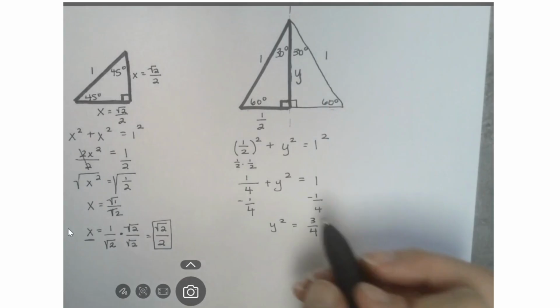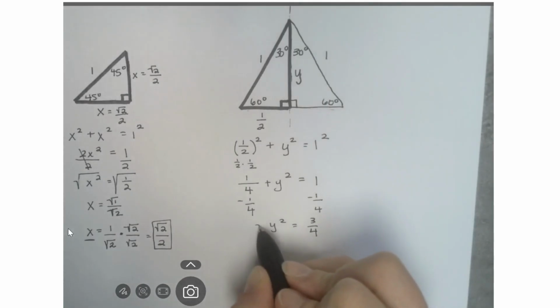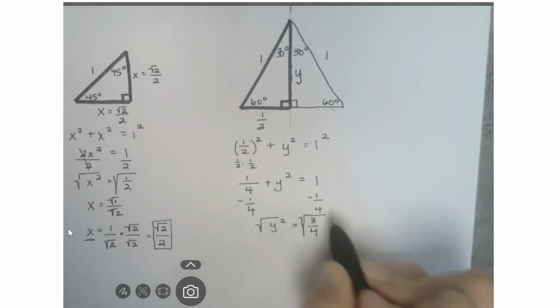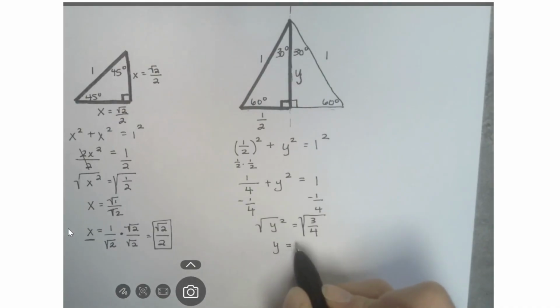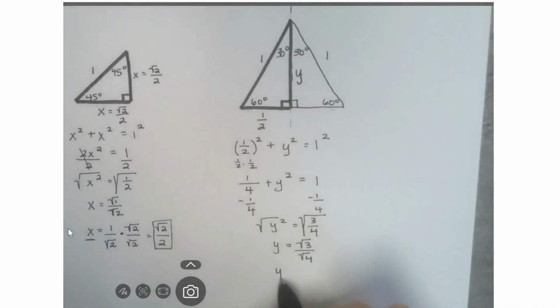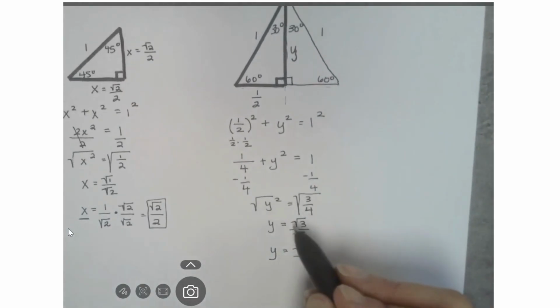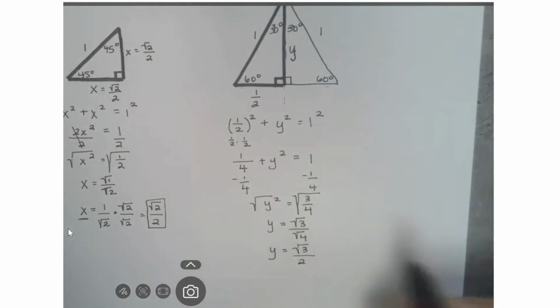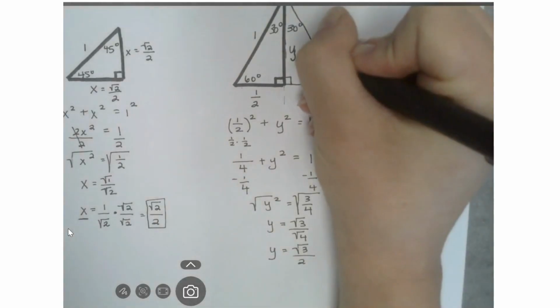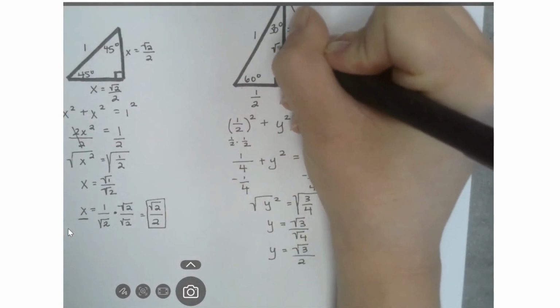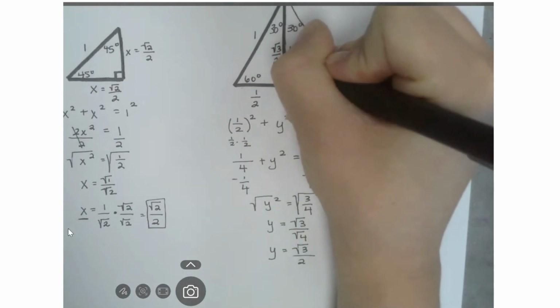To get y all by itself, I'm going to undo the square with a square root. So I get y equals, I can apply the square root to the top of the fraction and the bottom of the fraction. Square root of 3 is going to give me something irrational, so I'm just going to leave it as square root of 3. But I can simplify the square root of 4 and get something nice. So square root of 4 is 2. So this right here is this value, and I'll write that right over here, square root of 3 over 2.